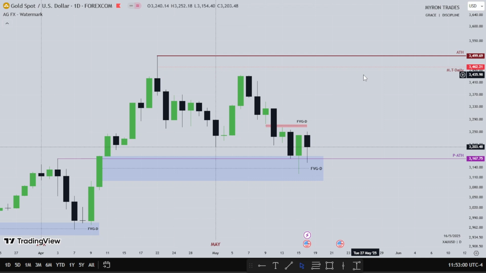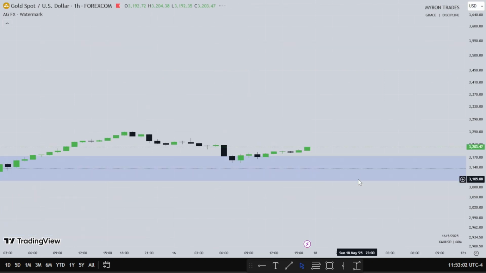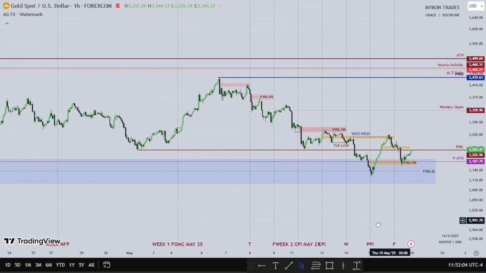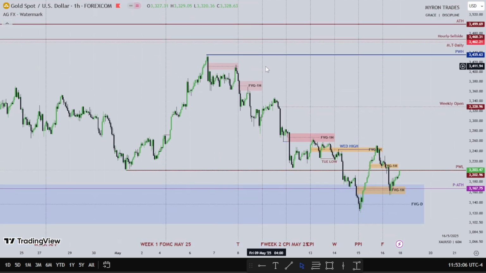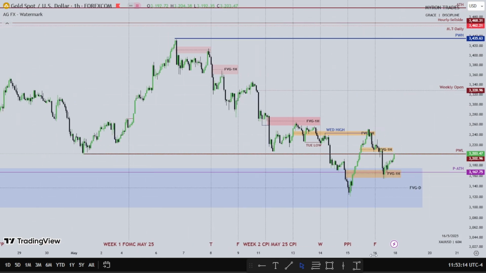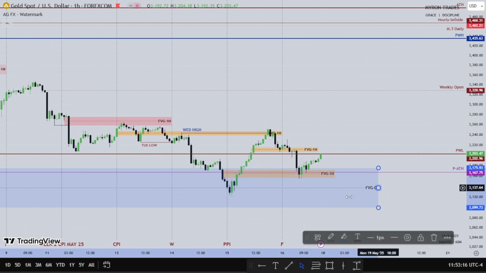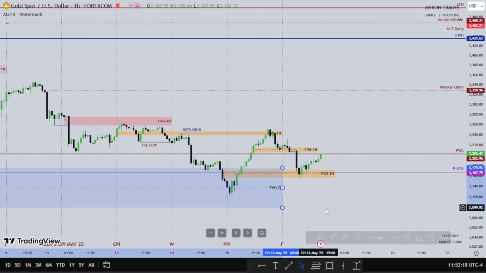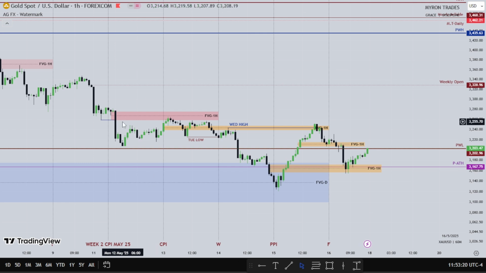So let's head down to the 1 hour time frame and see how gold expanded for the week. As you can see, look at how price was drawn into the daily fair value gap, right? All the way from here, price was drawn into the daily fair value gap. So this is Monday, this is Tuesday, this is Wednesday, this is Thursday, and this is Friday.